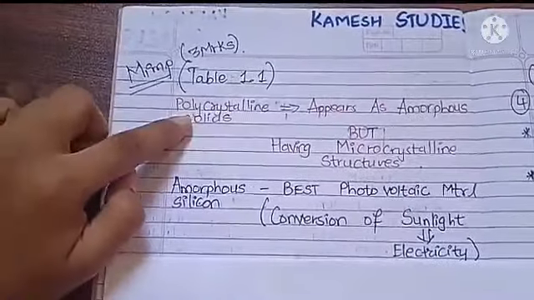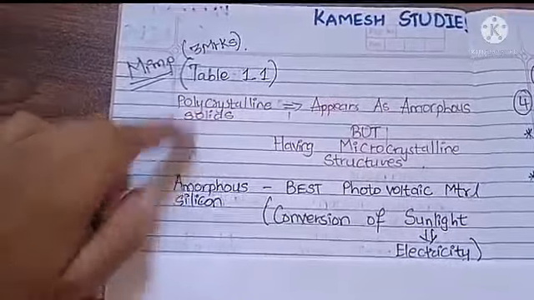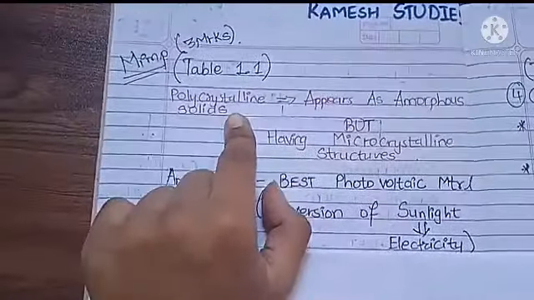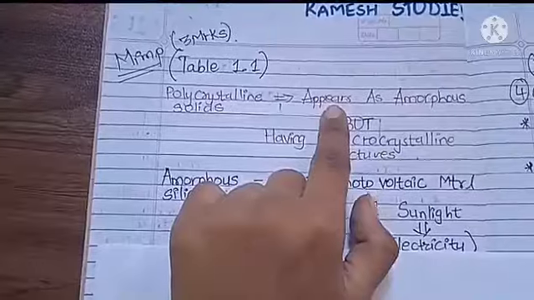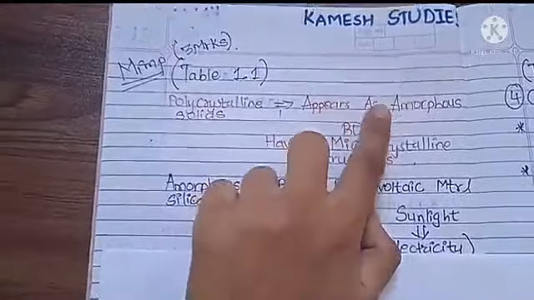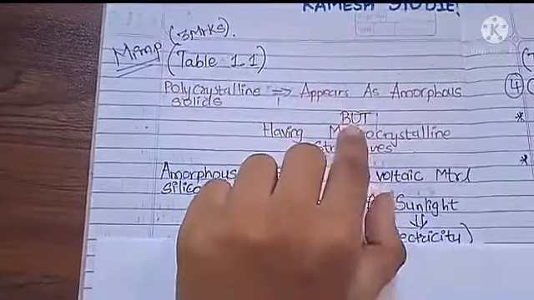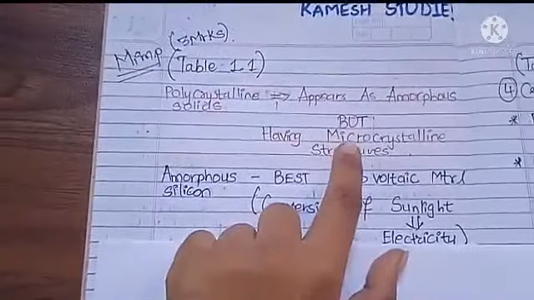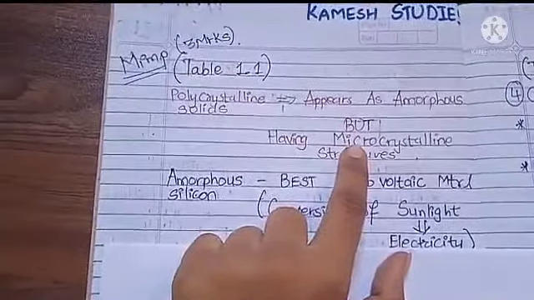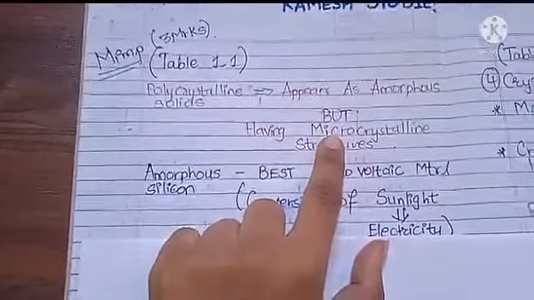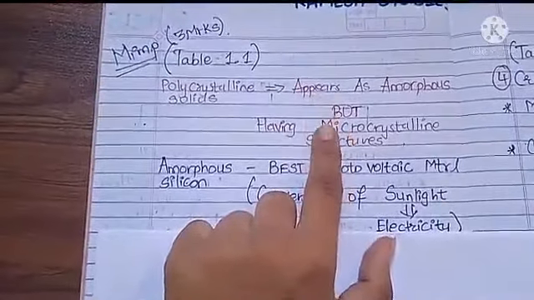What are polycrystalline solids and amorphous silicon? Polycrystalline solids are those solids which appear as amorphous, but they have microcrystalline structures, small crystal structures present in them, so they are called polycrystalline solids.